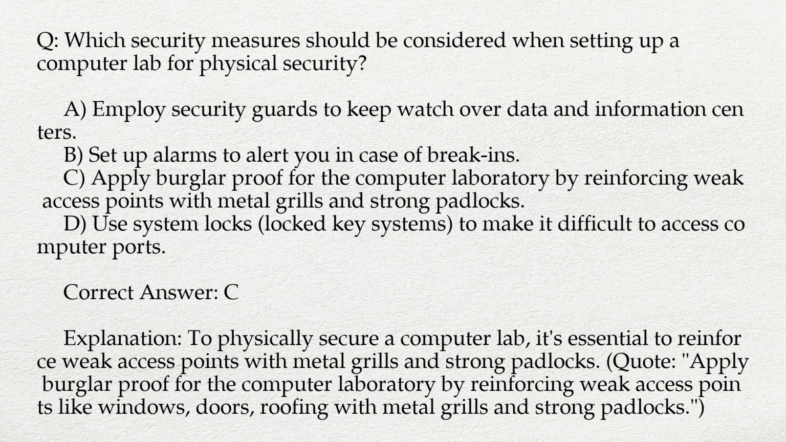Q. Which security measures should be considered when setting up a computer lab for physical security? A. Employ security guards to keep watch over data and information centers. B. Set up alarms to alert you in case of break-ins. C. Apply burglar proof for the computer laboratory by reinforcing weak access points with metal grills and strong padlocks. D. Use system locks, locked key systems to make it difficult to access computer ports. Correct answer, C. Explanation. To physically secure a computer lab, it's essential to reinforce weak access points with metal grills and strong padlocks. Quote, apply burglar proof for the computer laboratory by reinforcing weak access points like windows, doors, roofing with metal grills and strong padlocks.